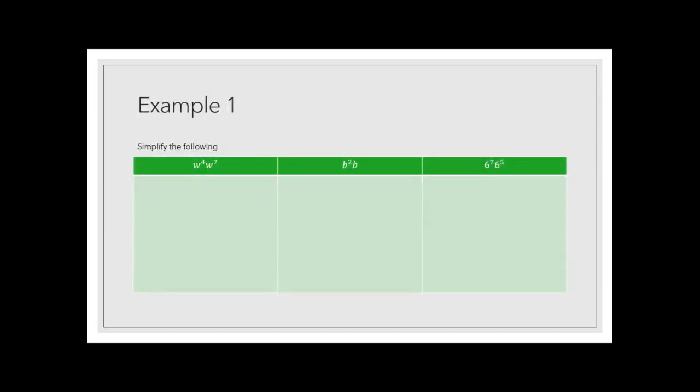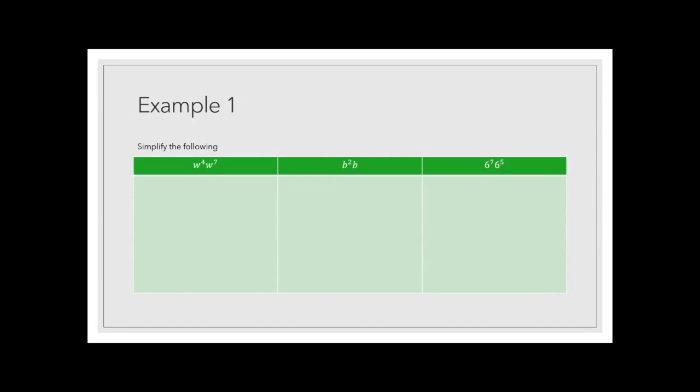So a few more. You would use this exponent rule if it says simplify. So if it says simplify the following, that indicates to you that you need to try to combine these things with exponents as much as possible so that you have fewer things written down, essentially.